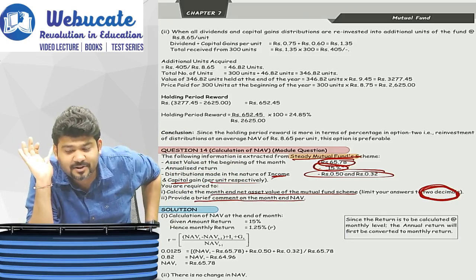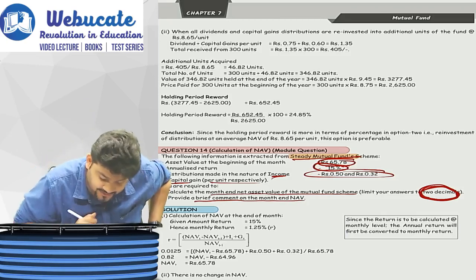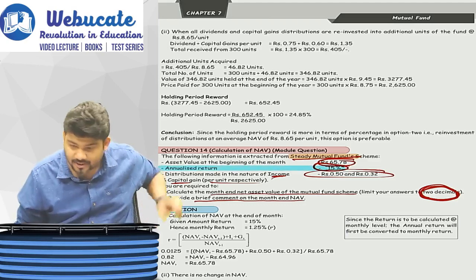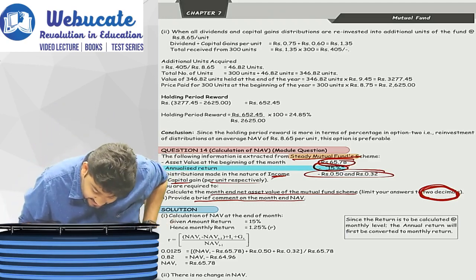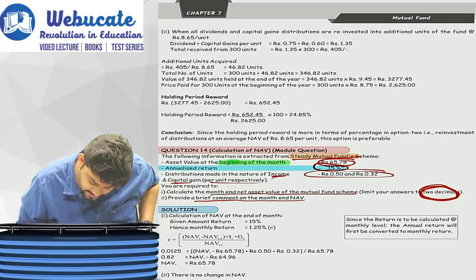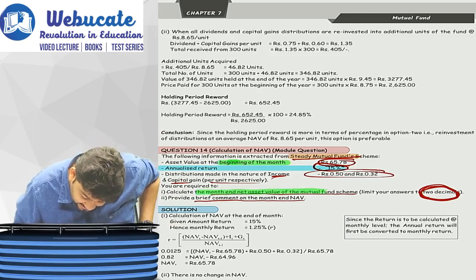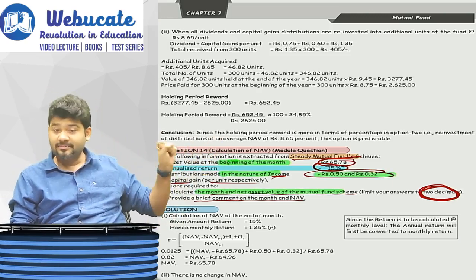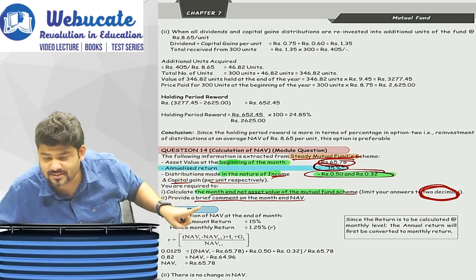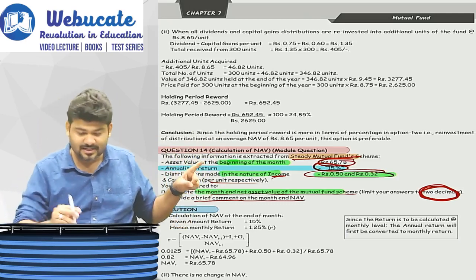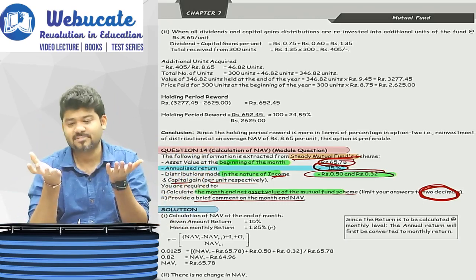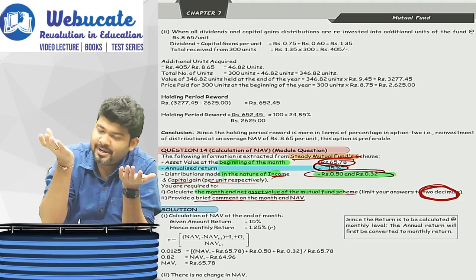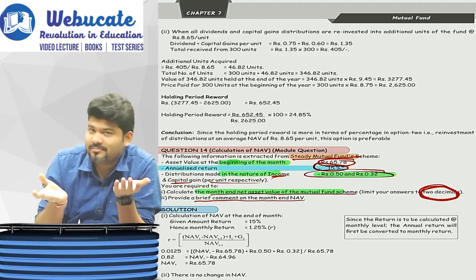Definitely, we'll easily be able to do it, but there is one small catch here. The return is given on an annualized basis. But if you look at all other information, asset value at the beginning of the month, calculate the month-end net asset value, distribution, it is obviously assumed to be on a monthly basis. So if everything else is monthly, but return is annual, apple to apple comparison is not possible. So either bring the yearly figure to monthly level or the monthly figure to the yearly level.